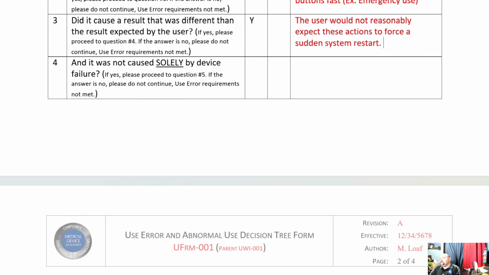Okay, yeah, sure. That was caused solely by a device failure. Yeah, we'll hit yes and we'll kill the investigation here. This is not going to be a use error. It's a device failure issue. So while I ponder this, we're going to hop over to the next question.